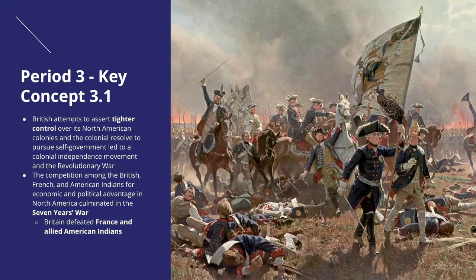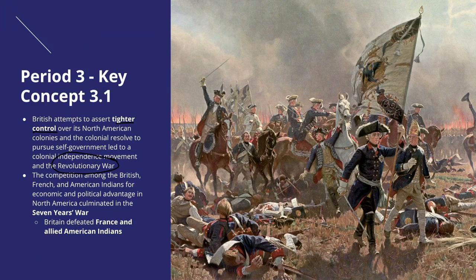So let's look at the beginning of period 3 here. We're going to see that the British are going to attempt to assert tighter control over their North American colonies, and the colonies are going to try to resolve that on their own by pursuing self-government. And when all of the colonies start to develop their own governments and separate ideas, this is going to lead to war. When all of these settlements have different ideas and different perspectives on what the government should look like, of course that's going to lead to conflict. And in this case, it will lead to the war.